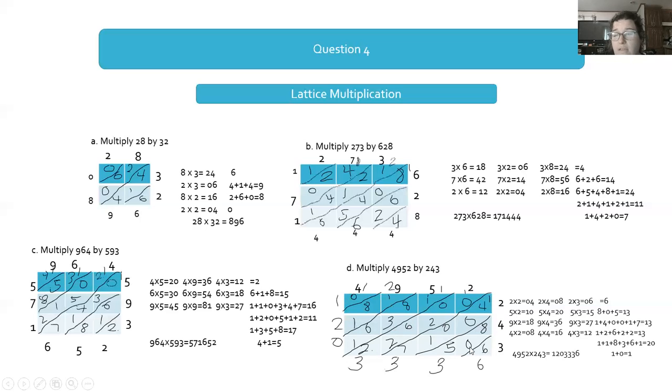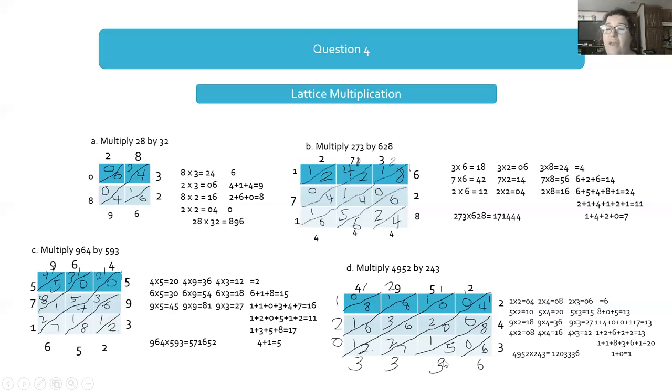3 times 2 is 6. Use your 0 and your 6. 3 times 5 is 15. Make sure you put 1 up here and your 5 down there. 3 times 9 is 27. Put your 2 and your 7. 3 times 4 is 12. So you've done all that.